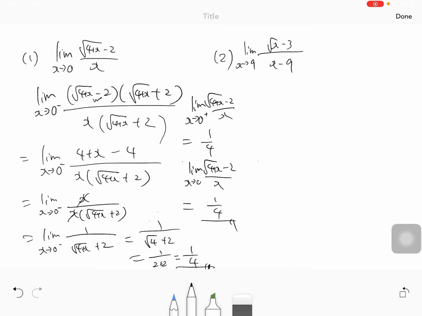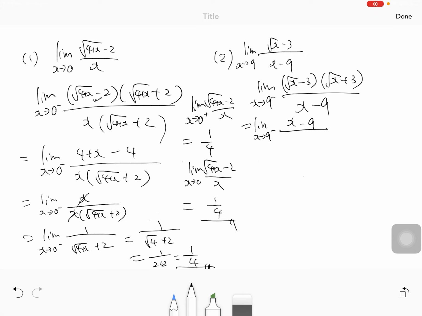Okay, then let's work on one more question. So this question, again, if you plug in 9, the denominator is going to be 0. So let's multiply the conjugate of the numerator for top and the bottom. Limit x approaches 9 from the left side, and square root of x negative 3 times square root of x plus 3 over x minus 9. Limit x approaches 9 from the left side, and x negative 9 over x negative 9, which is, you can just cancel out.